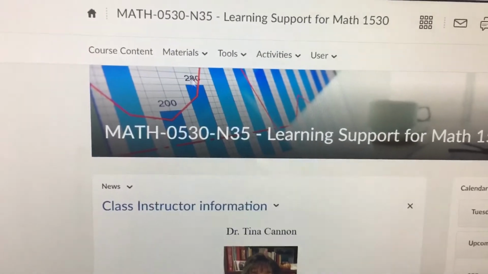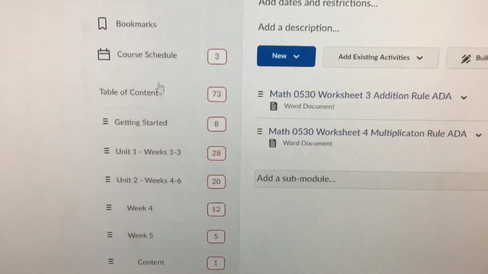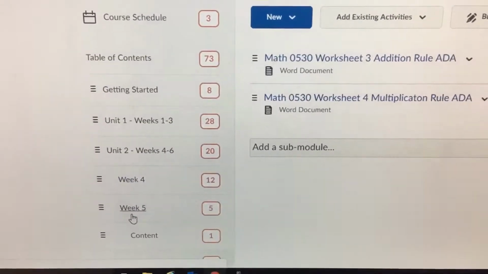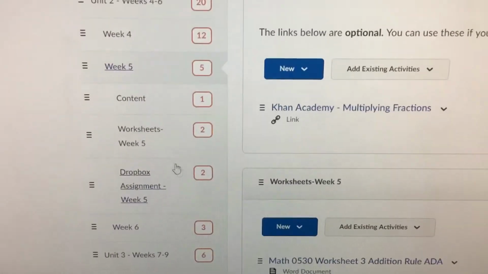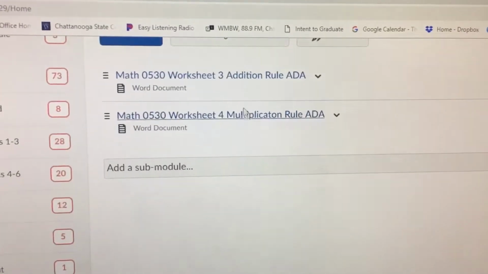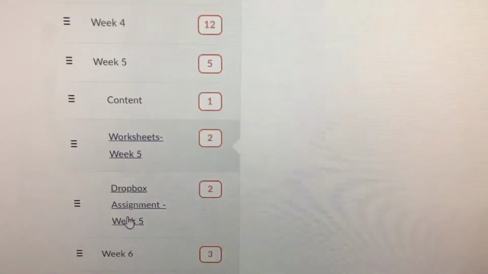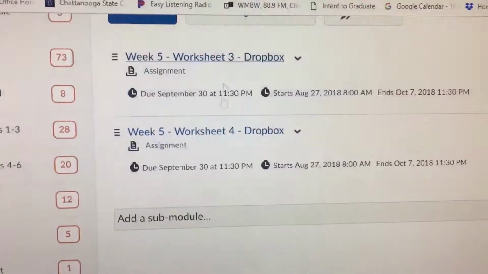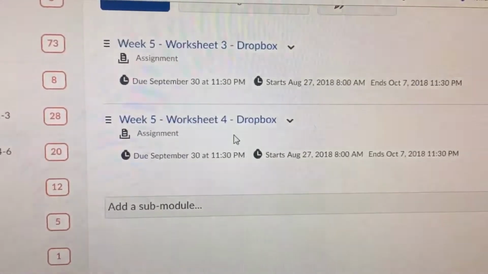Remember, you're going to course content, and we're at week 5. So I'm coming down to week 5. And if I scroll down, remember you have 2 worksheets to do this week. The worksheet we're going to look at will be worksheet 4. So that's what you will click on, download it, type in the worksheet, and then upload it back to the Dropbox. So if you click on Dropbox, you know there's 2 Dropboxes. Make sure you put worksheet 3 in this Dropbox and worksheet 4 in this Dropbox.